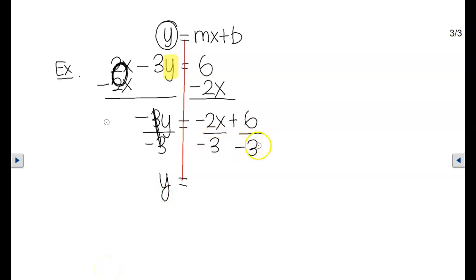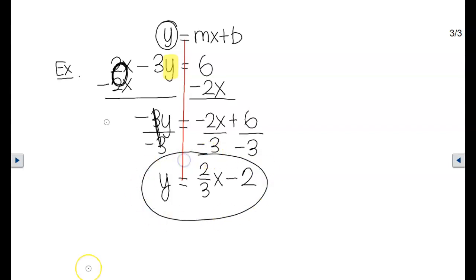Now we'll divide these fractions out over here. Negative 2 divided by negative 3 is going to be a positive 2/3 x. And then positive 6 divided by negative 3 is going to be a negative 2. So now my equation is in that y equals mx plus b form that I love, and I can actually graph it. So let's identify m and b. The m is 2/3, and the b in this equation is that negative 2.